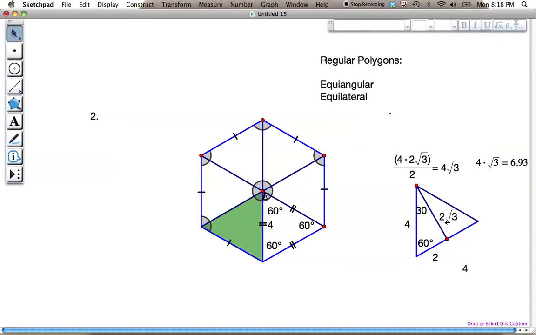To find the area, all we have to do is multiply height times base over 2. That's this equation: 4 times 2 radical 3 over 2. The 2's cancel, and you're left with 4 radical 3. 4 radical 3 is approximately 6.93.